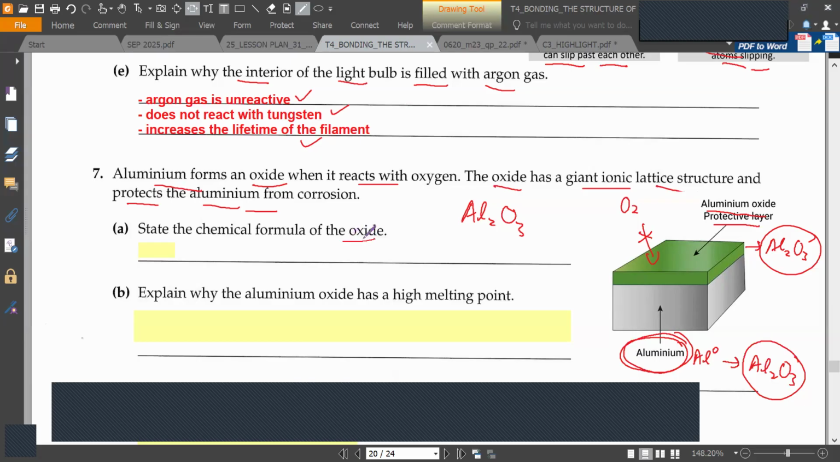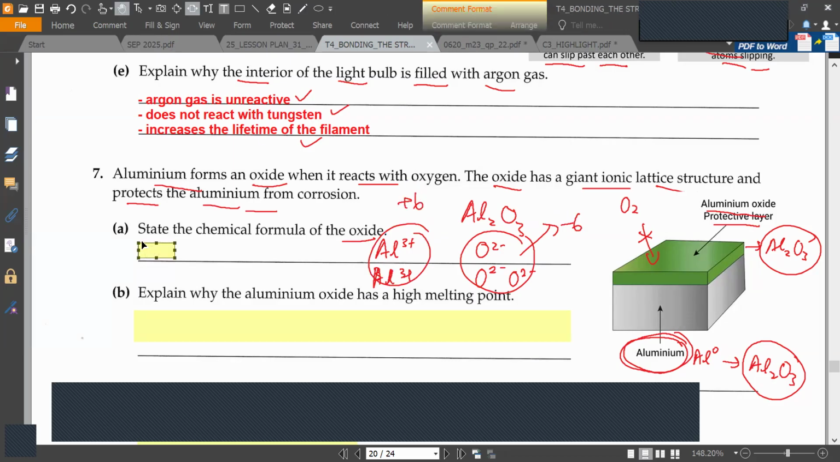Chemical formula of the oxide: we know that it is Al3+ and oxygen, O2-. Three of them will give -6, and two Al3+ will give +6. So that's why the correct formula should be Al2O3.